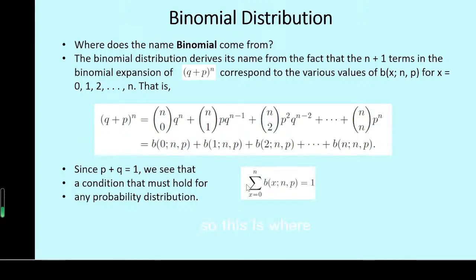So this is where the binomial distribution name comes from. And the sum of the probabilities, sigma b(x; n, p) for x equals 0 to n, will be 1, because q plus p equals 1, and 1 to the power n equals 1, right? So this summation of all items will be 1.